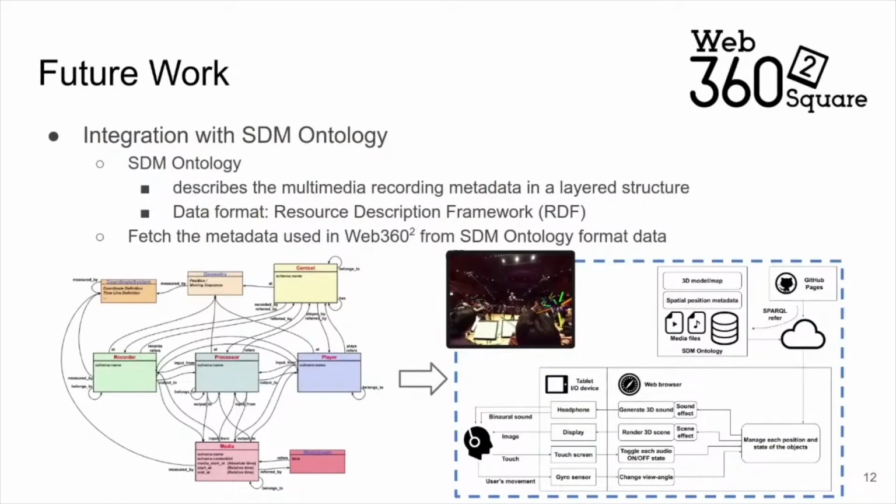In the future, we will promote integration with SD ontology. What is SD ontology? SD ontology can describe the multimedia recording metadata in a layered structure. The metadata is, for example, the location information, the orientation of the musical instruments, the venue information, the recording process, and so on. We will promote integration and fetch the metadata used in Web 360 Square from SD ontology.